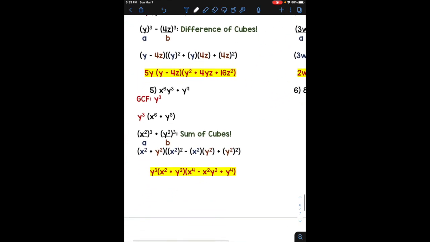Problem number 5 was an example of a sum of cubes, first taking out the GCF of y cubed, leaving us with the expression x to the 6th plus y to the 6th. You can write that expression as two terms being cubed, but it's a sum of two terms being cubed, so we have to use the sum of cubes model to write our factors. Again, once you write the two factors of the binomial, don't forget to write your GCF out in front to represent all the factors of the original expression.